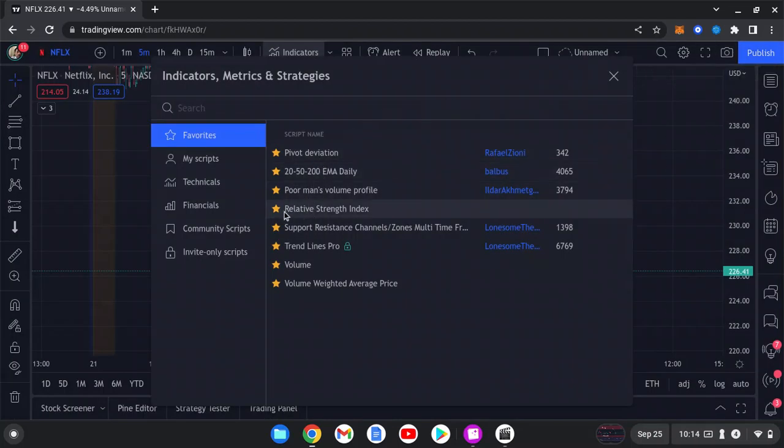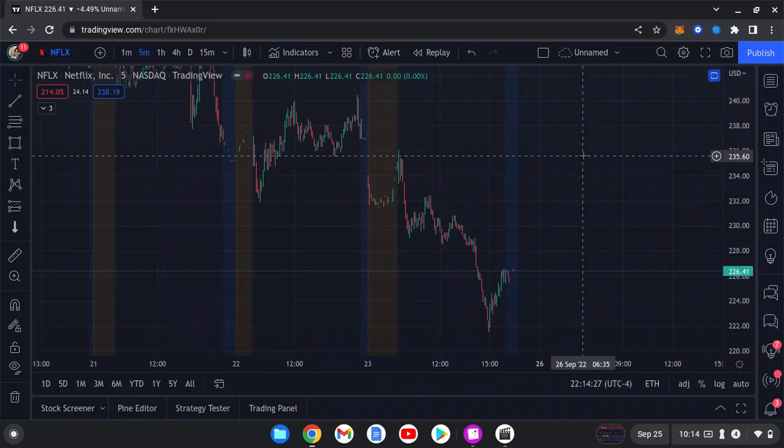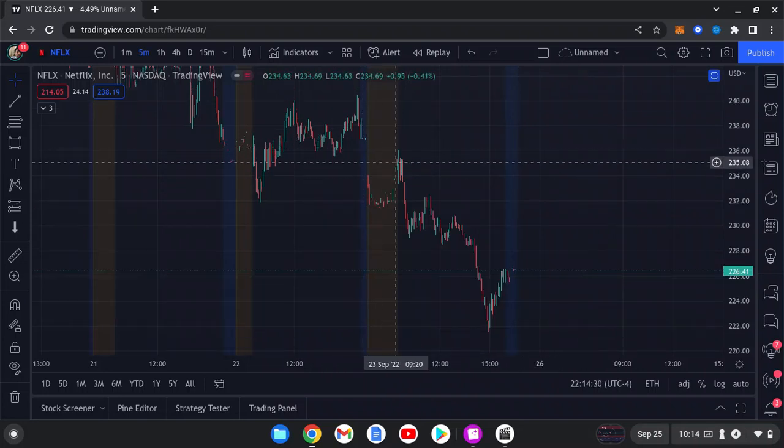I'll also be using my RSI. I like this one right here. It shows up like this. So that's just about it.